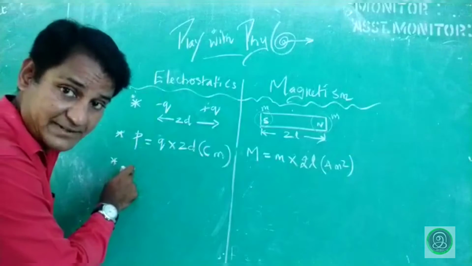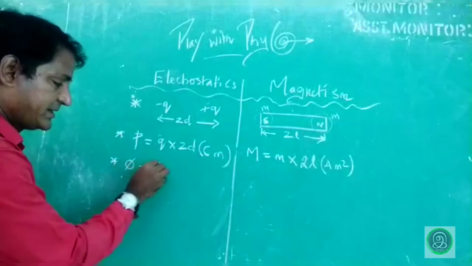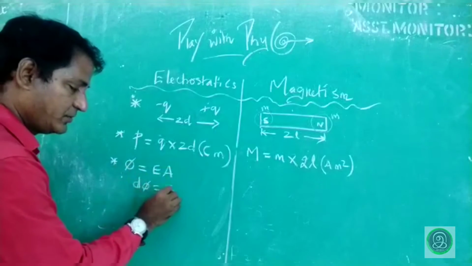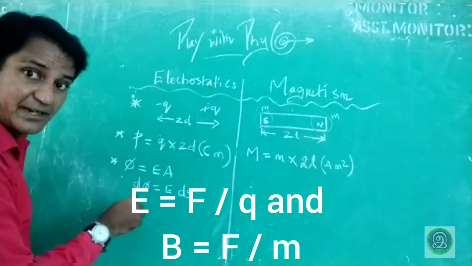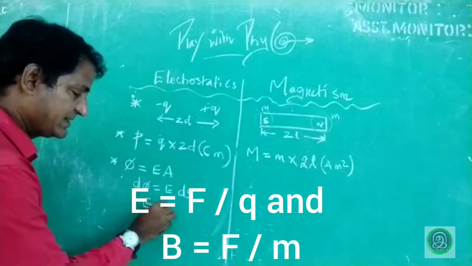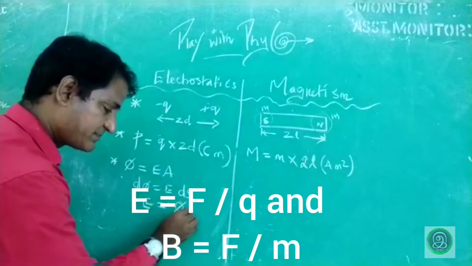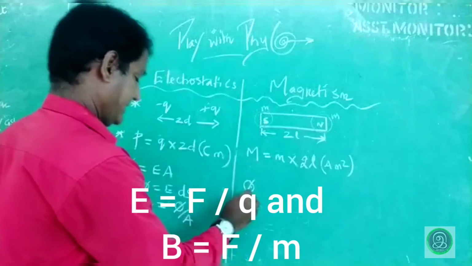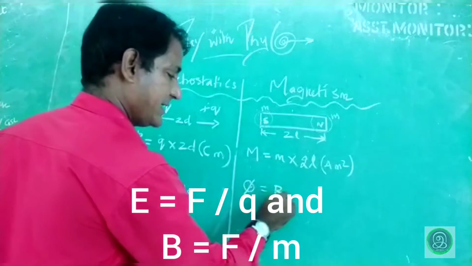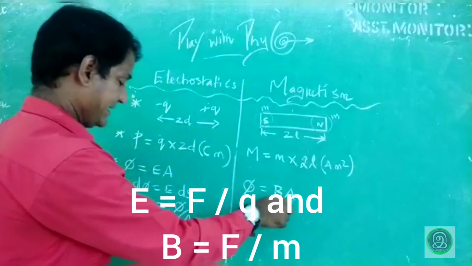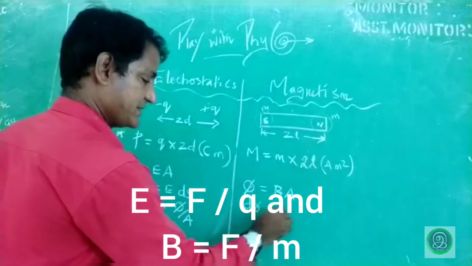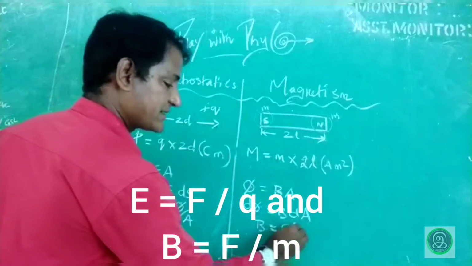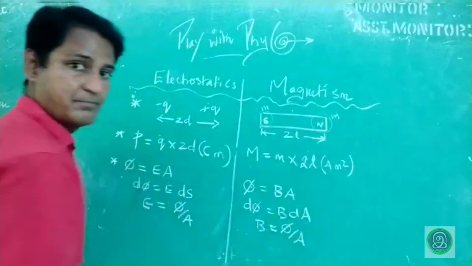Then electric flux phi is equal to E A, or d phi is equal to E into dS. From this we can derive the electric field formula. The electric field formula is nothing but flux per unit area. Here the magnetic flux phi is equal to B into A, magnetic field into area, or d phi is equal to B into dA, or the magnetic field formula here is flux per unit area. Right?